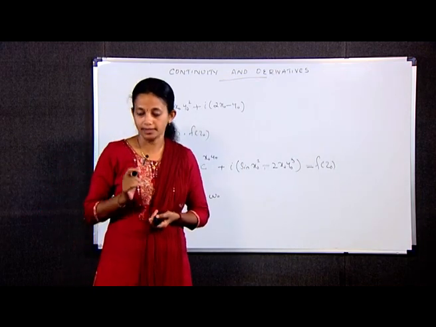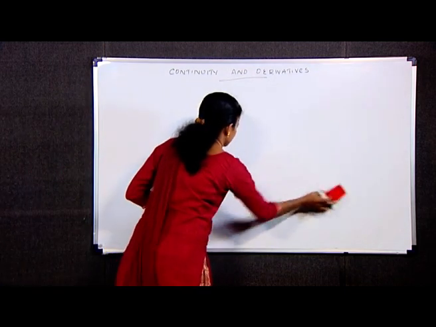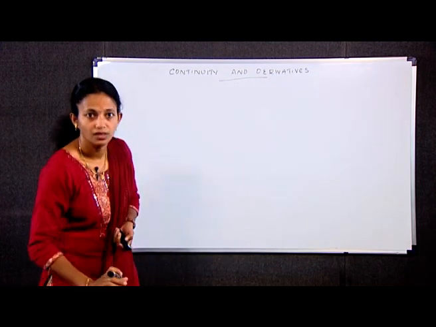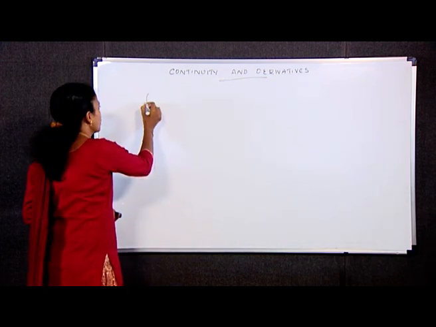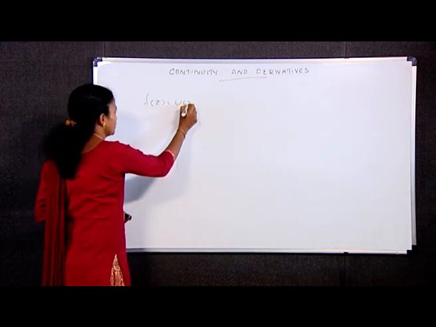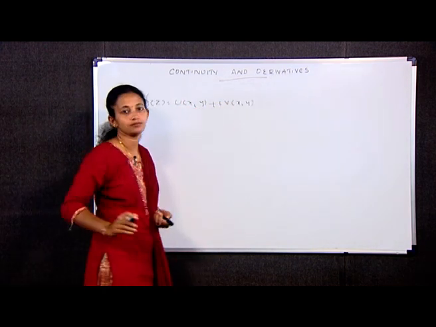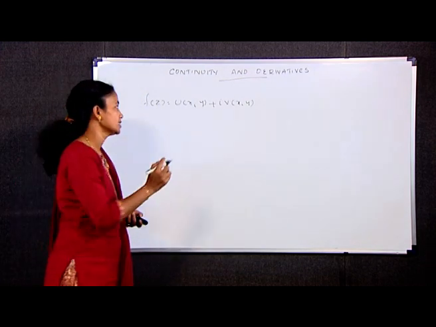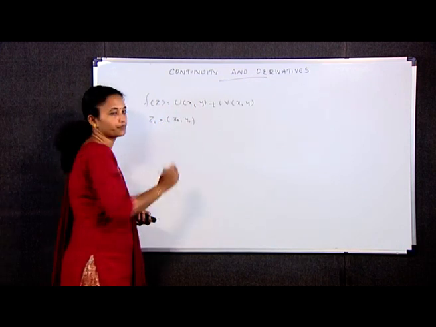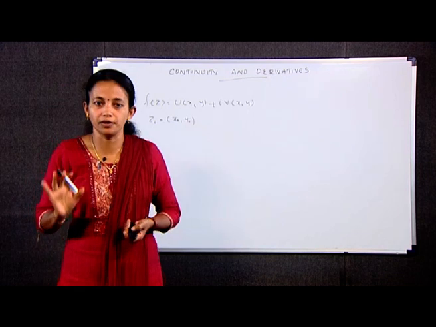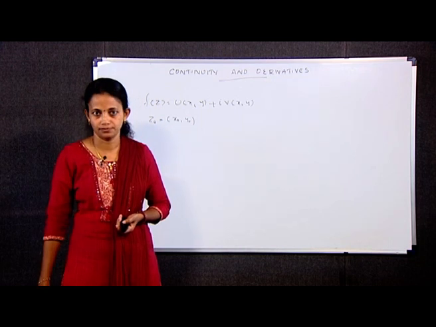Hence, we obtain a theorem. That is, a function f(z), that is f(z) is equal to u(x,y) plus i v(x,y), is continuous at a point z0 equal to (x0,y0) if and only if its component functions u and v are continuous there.